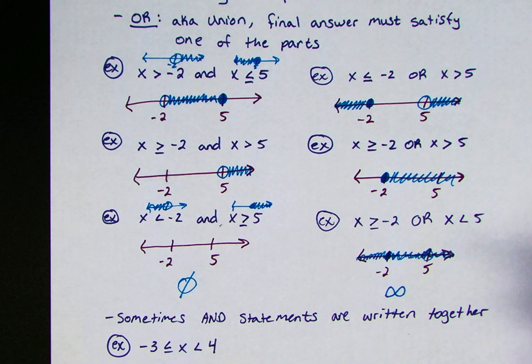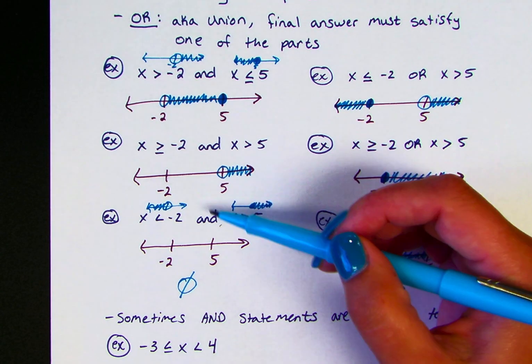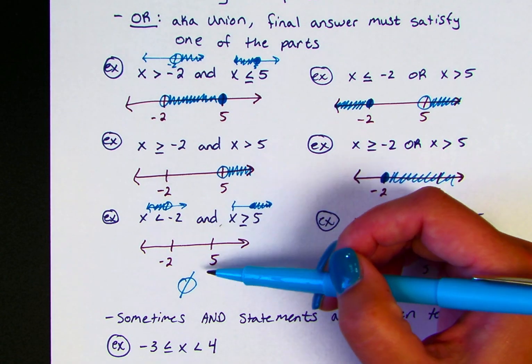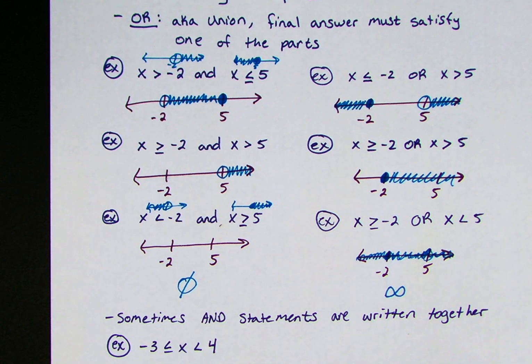Okay. So with or statements, we can have a situation where we get infinitely many, but it's not possible to get a no solution answer on an or statement. With an and statement, it is possible to have no solution because there might not be any overlap, but it's impossible to get infinitely many where the entire number line would be shaded.